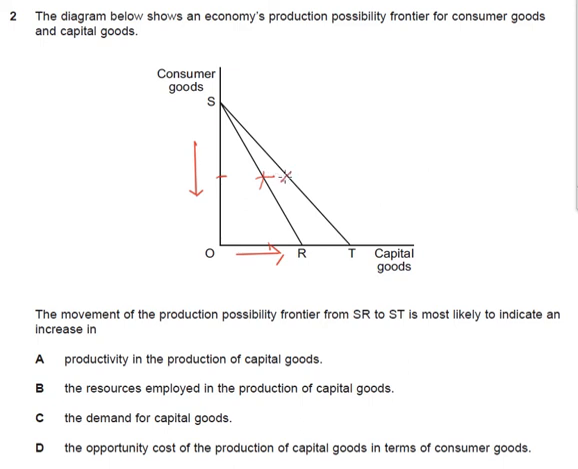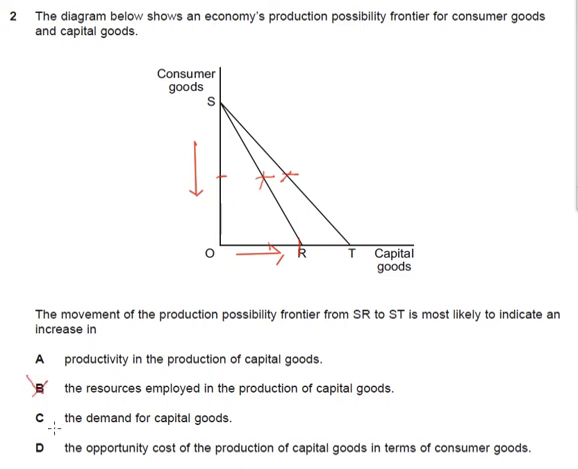As something has changed, the production possibility frontier has moved outwards. And this is saying that now we can produce the same amount of consumer goods, but more of the capital goods. Now, the answer here is saying the resources employed in the production of capital goods has changed. That's not strictly true. If that were true, we would have lost some of the consumer goods, and we haven't. Consumer goods have stayed at the same level, so we can discount that one.